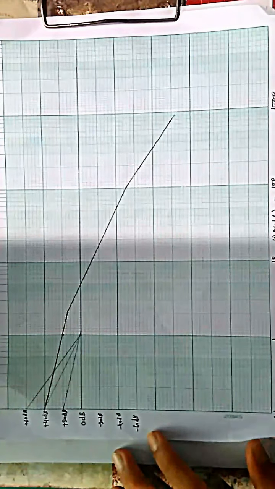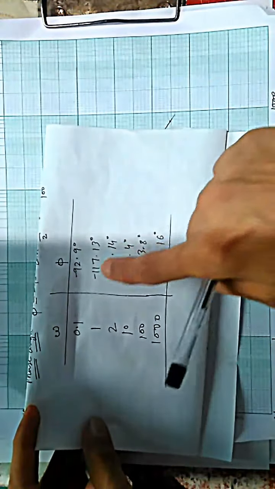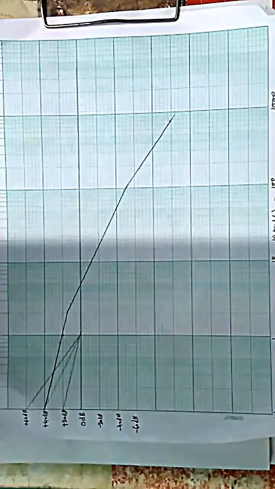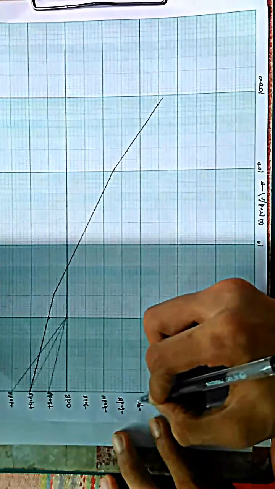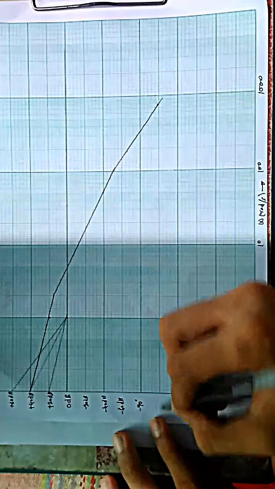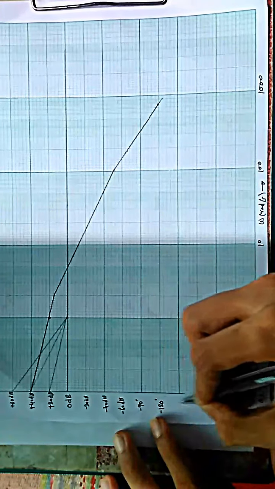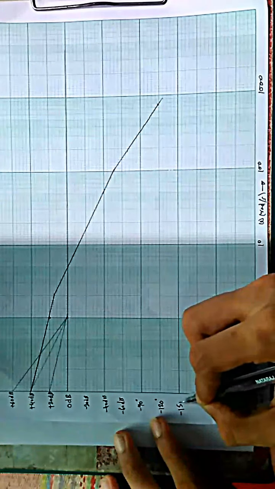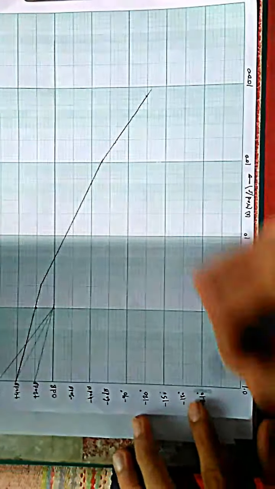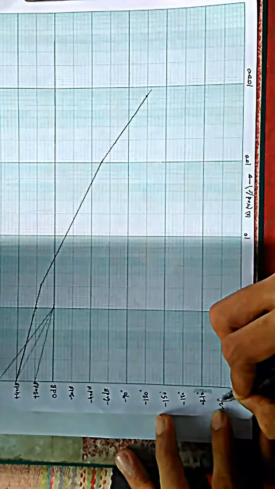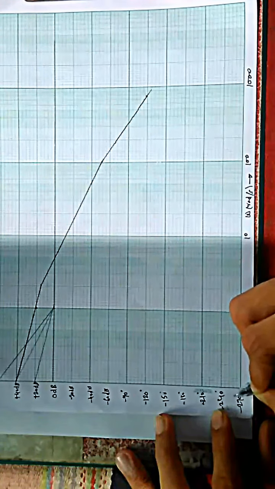Now we'll draw the phase angle plot. This is the third table. Our values start at minus 90 and end at almost minus 260, minus 264 actually. All values are minus. So we'll take a suitable scale. I'm taking minus 90 degree, then I'm taking a 30 degree scale, minus 120, minus 150 degree, minus 180 degree, minus 210 degree, then minus 240 degree, minus 270 degree.